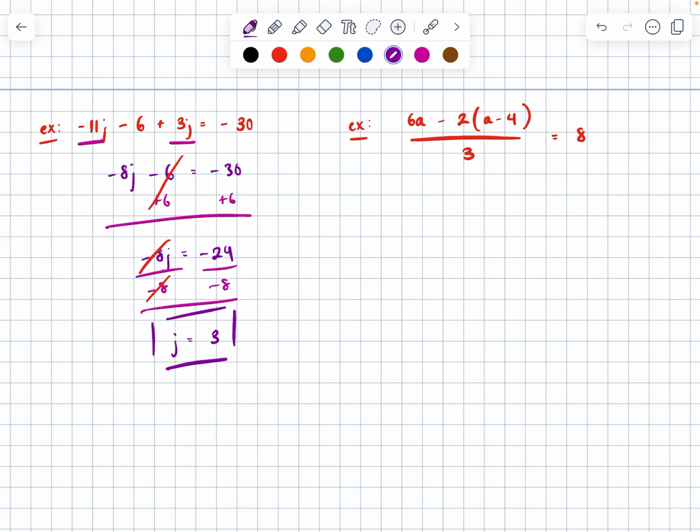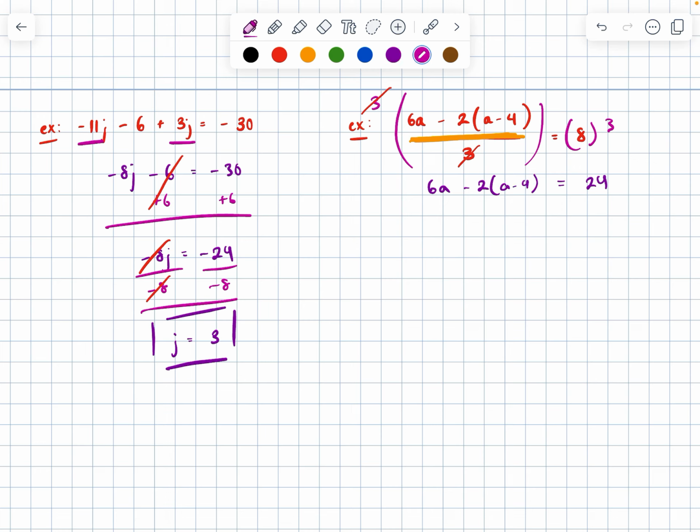And then on the right, so I've got here another example of an invisible grouping symbol. Remember, my fraction bar serves as a grouping symbol. Can't do anything with the numerator until the denominator is gone. So I've got division by 3 that I need to get rid of. Let's undo it with multiplication by 3. So here, 3 on the right side times 8 will give us 24. On the left side, we get rid of our denominator, so we just carry our numerator down.